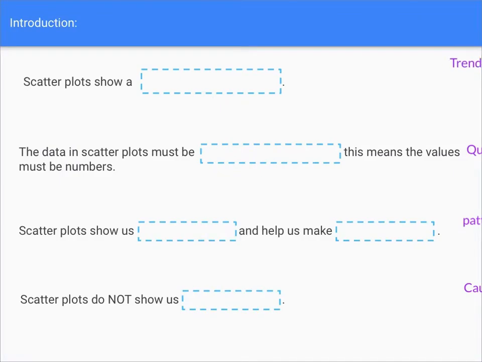Remember, scatter plots show us a trend. The data in a scatter plot must be quantitative. This means the values must be numbers. Scatter plots show us patterns to help us make predictions about what could happen, and scatter plots do not show us causality. That means we cannot determine what exactly for sure will happen based on a scatter plot. All we can say is how likely or unlikely something is based on a trend.